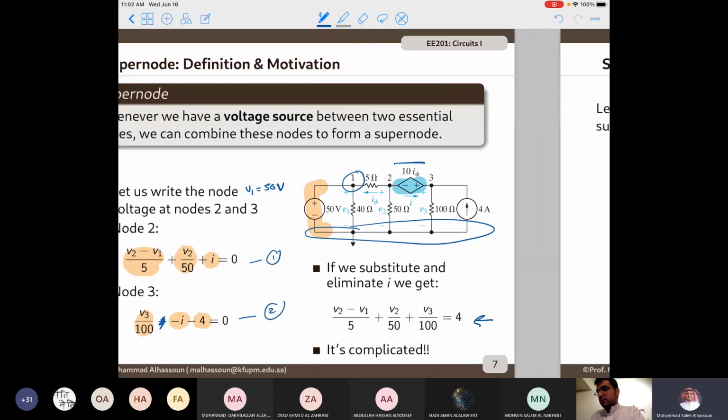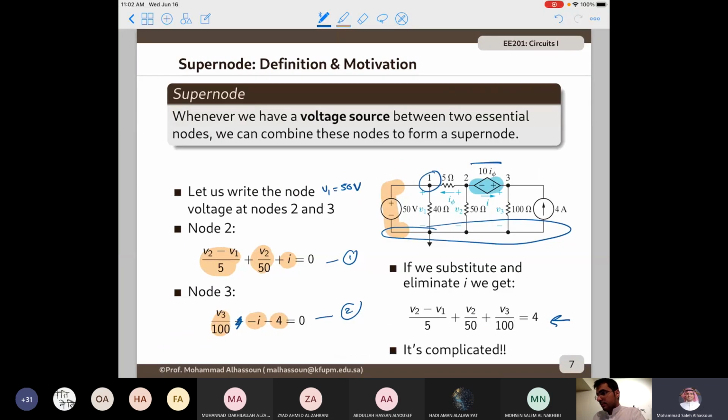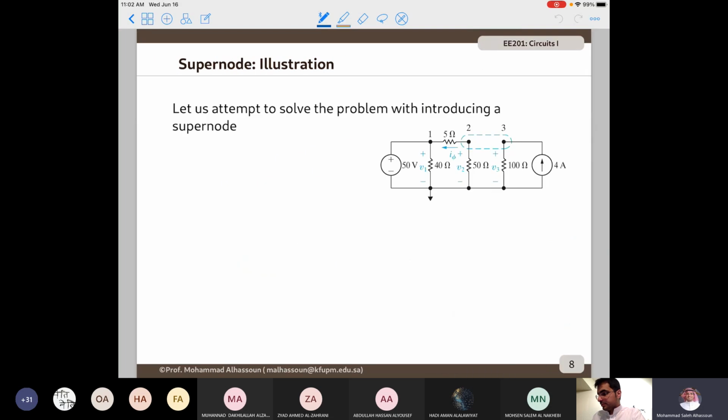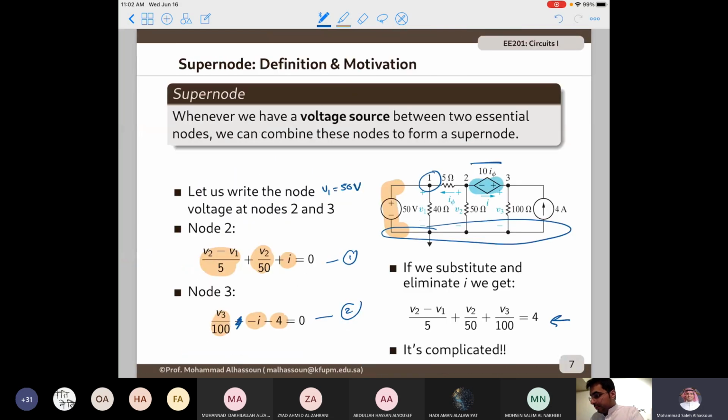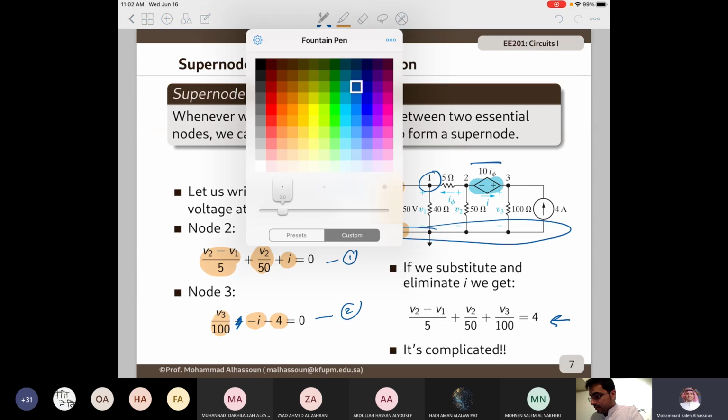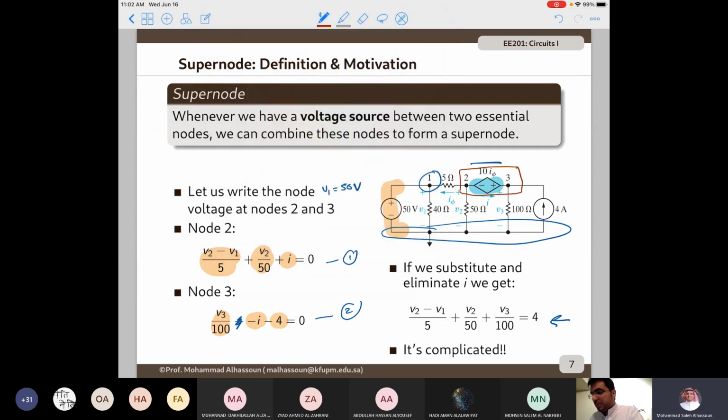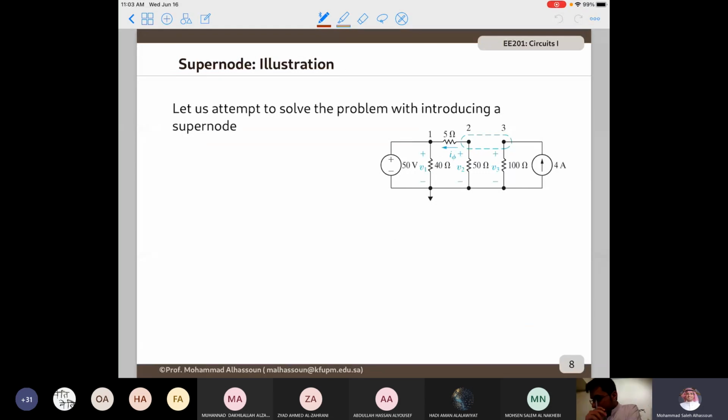So what we're going to do is create some sort of a supernode here. Let's imagine that. I lump these two nodes together and combine them to form a bigger node. A supernode is a big node that contains two essential nodes connected by a voltage source. So let's see what happens. We're going to treat this one as a single node.